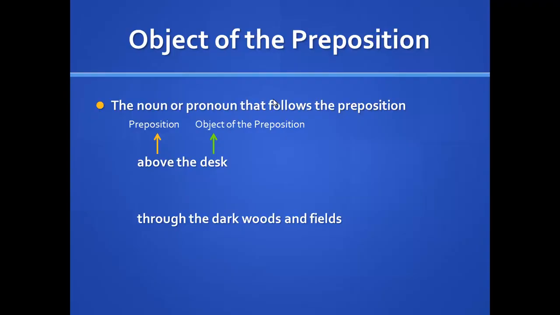Let's look at that next phrase, through the dark woods and fields. Through is a preposition. We need to keep going until we find a noun. Woods is the object of the preposition. But notice we have the conjunction and in this example. So this phrase actually has two objects of the preposition. Both woods and also the word fields. They are both objects of the preposition.